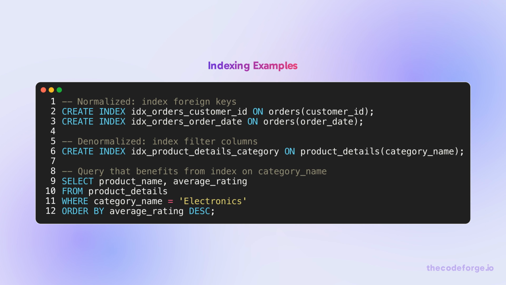For normalized schemas, index foreign keys like customer ID. For denormalized schemas, index columns used in where clauses like category name. Always use EXPLAIN ANALYZE to verify your indexes are being used.